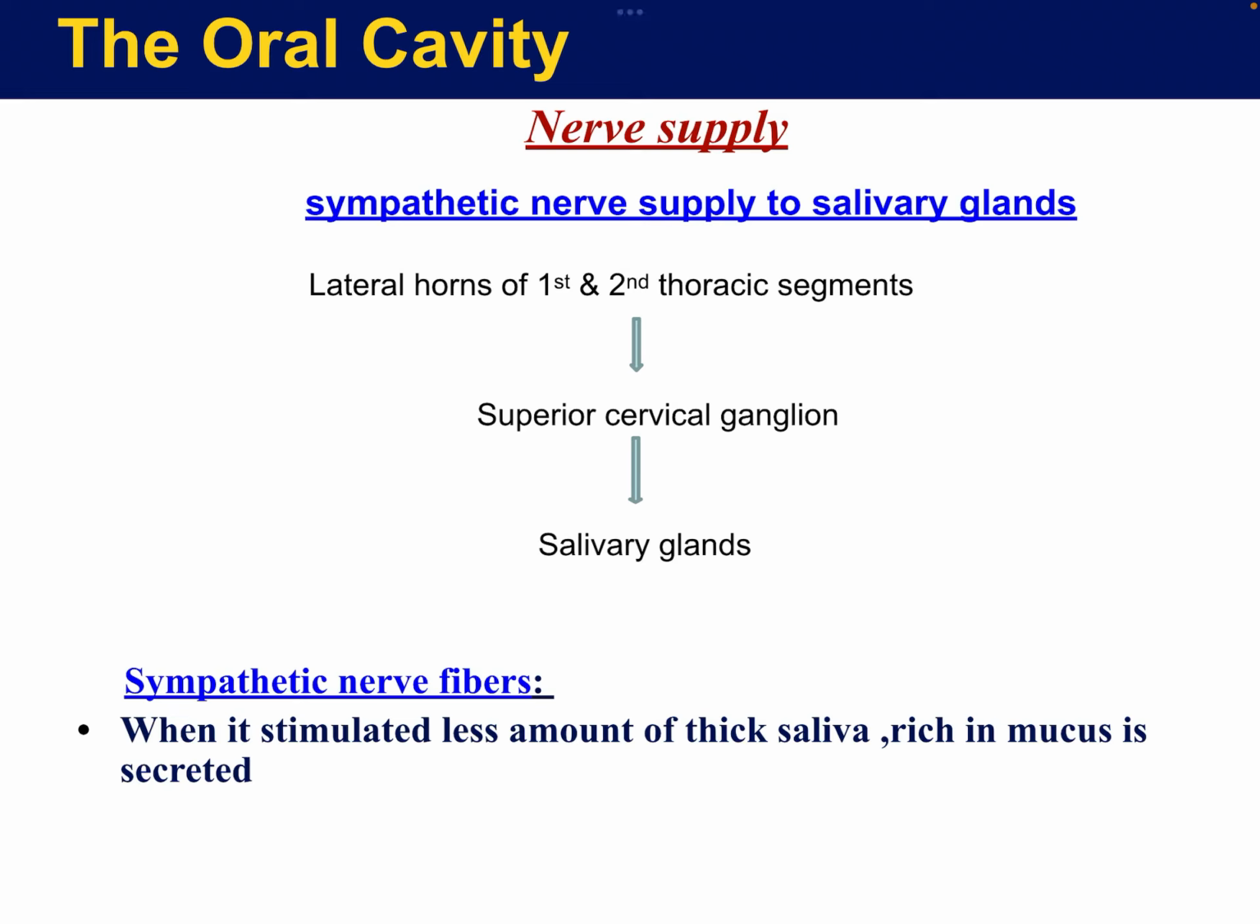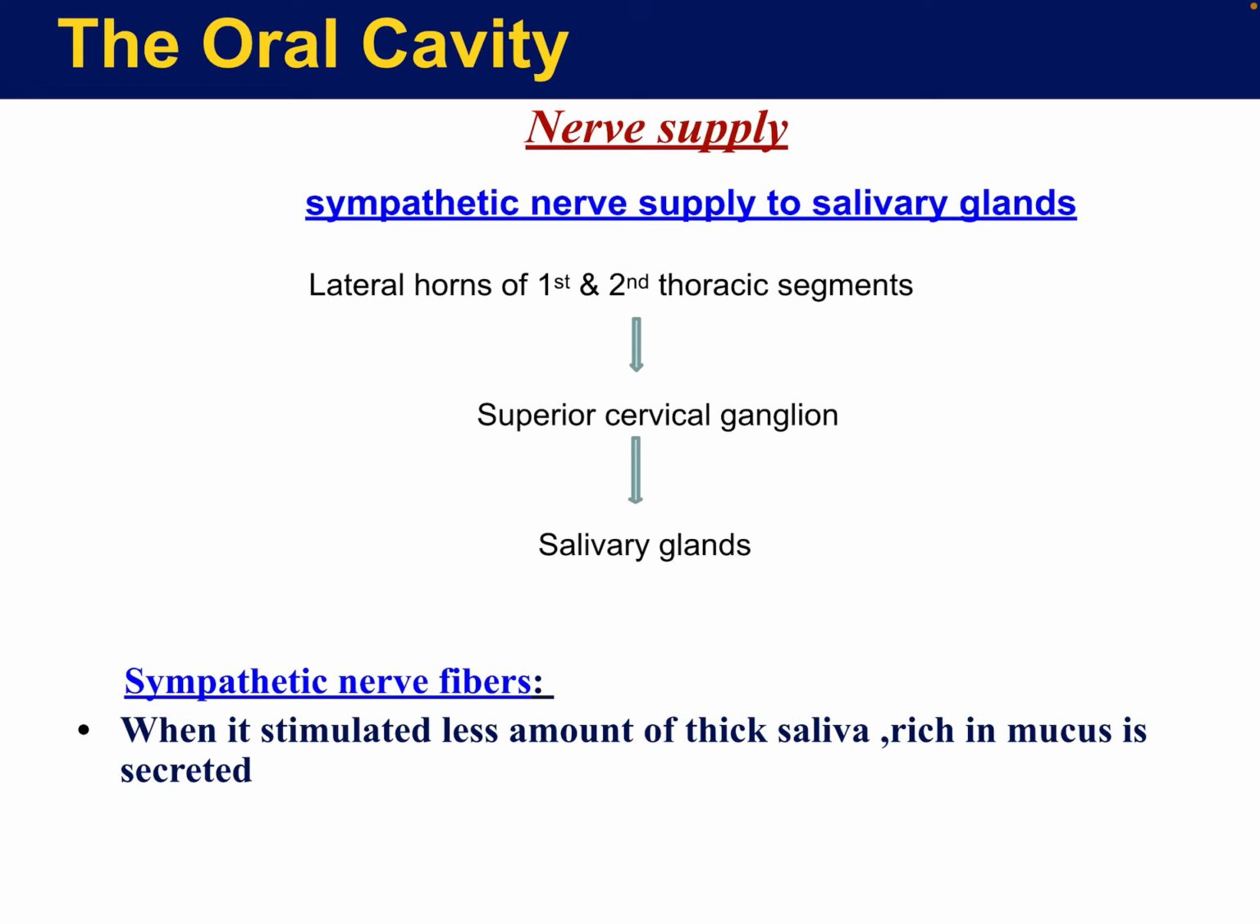Next, we are moving on to the nerve supply and regulation of salivary secretion. Salivary secretion is regulated only by nervous mechanism. The autonomic nervous system is involved in the regulation of salivary secretion. Salivary glands are supplied by both parasympathetic and sympathetic divisions of the autonomic nervous system.